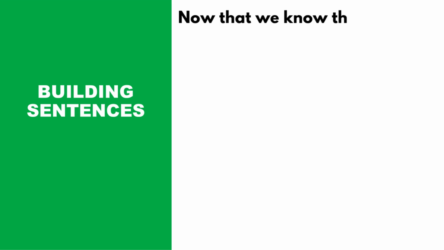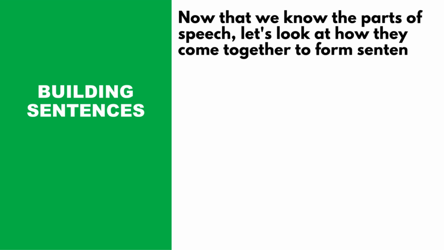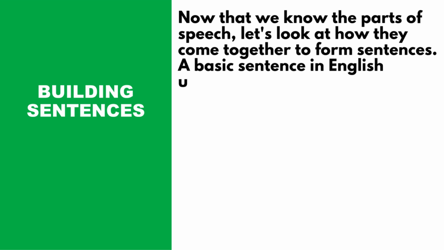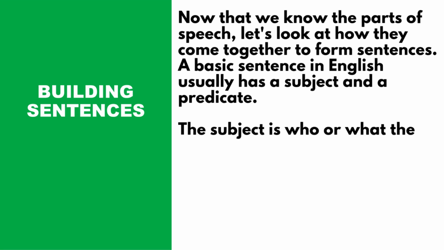Now that we know the parts of speech, let's look at how they come together to form sentences. A basic sentence in English usually has a subject and a predicate. The subject is who or what the sentence is about, and the predicate tells us what the subject does or who the subject is.